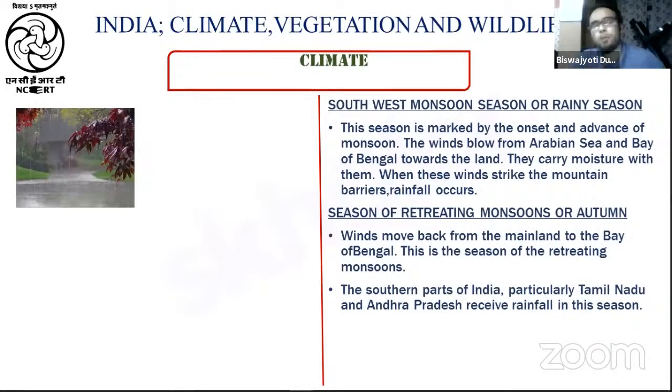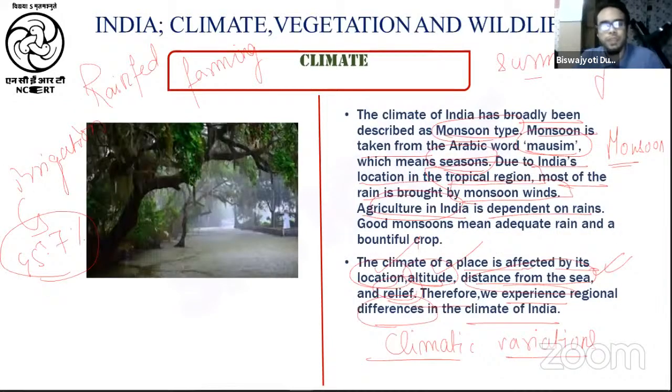Then it is followed by your rainy season, where your monsoonal winds are traveling from the Arabian Sea and your Bay of Bengal region, and it is entering India and causing rainfall, right? Then comes your retreating monsoon period, where we have seen that these monsoon winds will start to reverse, and as it reverses, what happens? The Bay of Bengal monsoonal winds will pick up moisture from the Bay of Bengal, and it will cause your rainfall along the coast of Tamil Nadu and Andhra Pradesh, right?